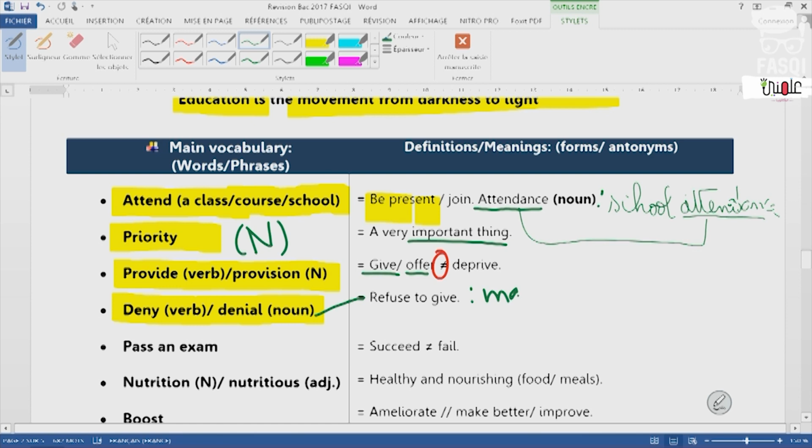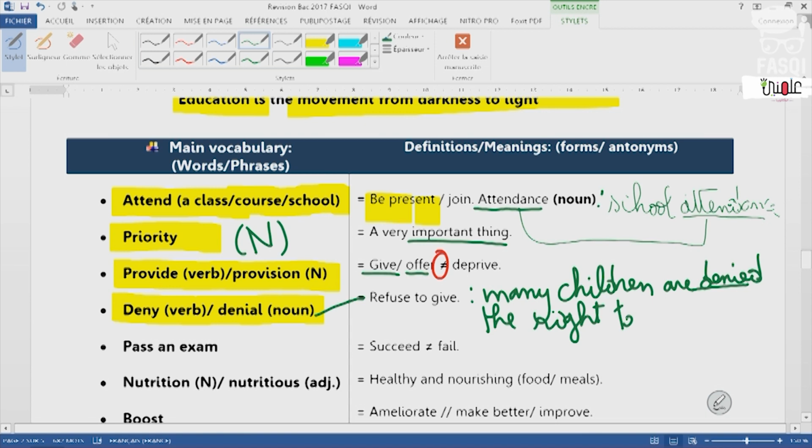Example. Many children are denied... okay, passive form... the right to a good schooling or a good education. That means not given. So we have to work hard to provide them with their rights. So we have to provide them. All right.